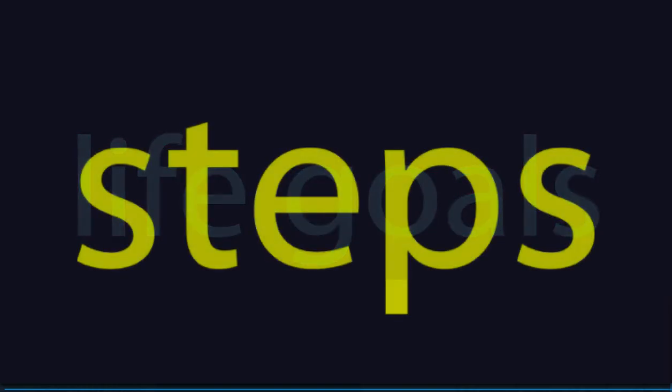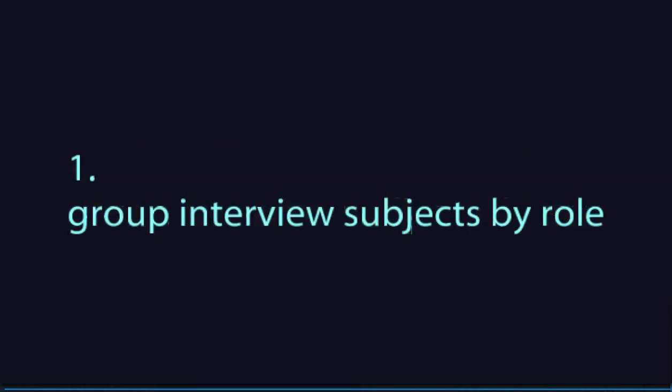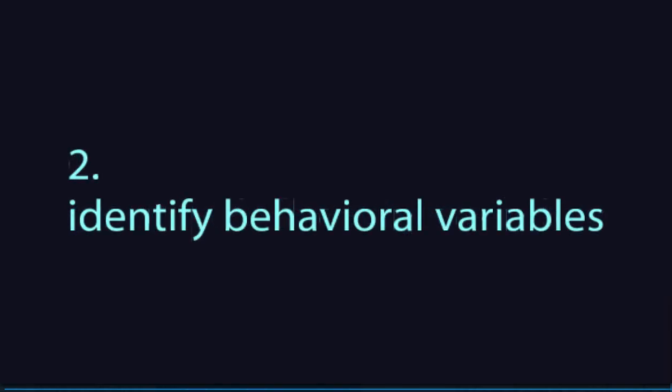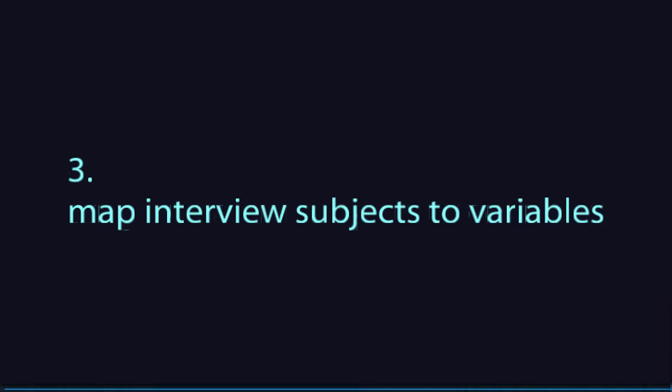Okay, so then what are the steps that we take to design personas? First, we do a group interview of subjects by role. Second, we identify behavioral variables. Those are activities, attitudes, aptitudes, motivations, and skills. So those are the things that vary within a role. And we map the interview subjects to the variables.